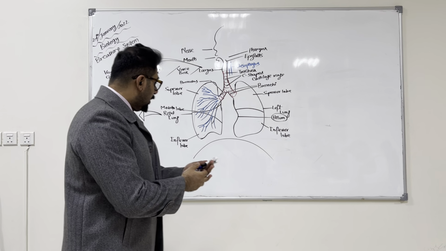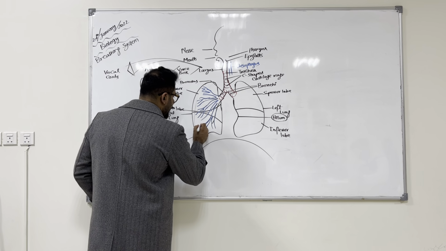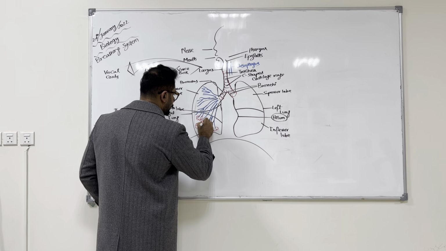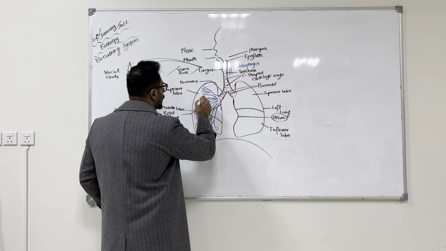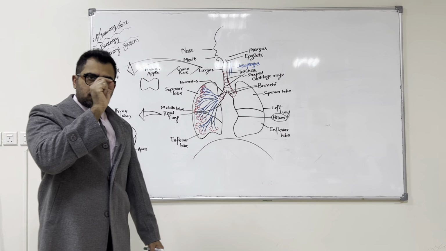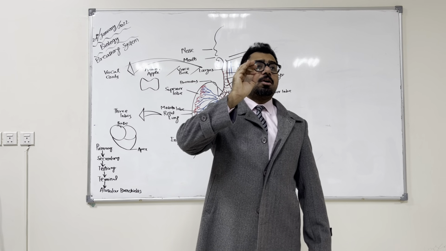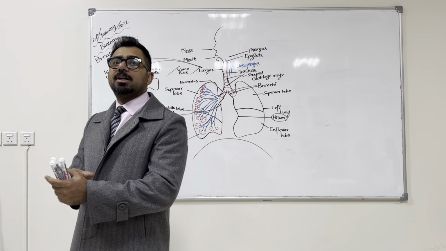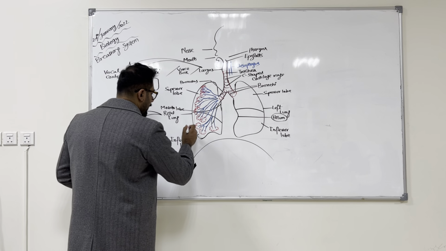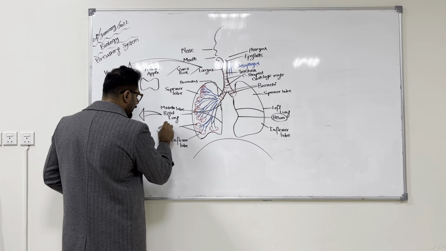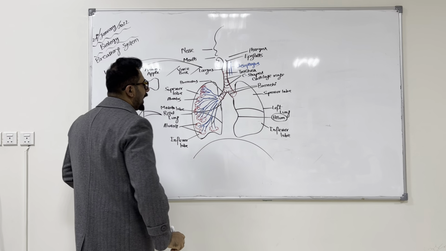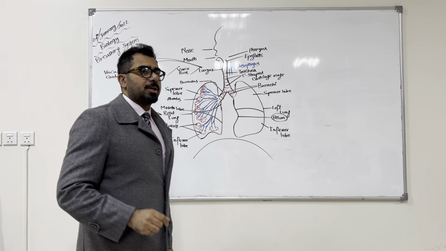An alveolar bronchiole will have an alveolus attached with it on its end. Understood? So any bronchiole with which alveoli or an alveolus is attached will be called an alveolar bronchiole. Now guys, let me label that these are alveoli, and the singular is called alveolus.